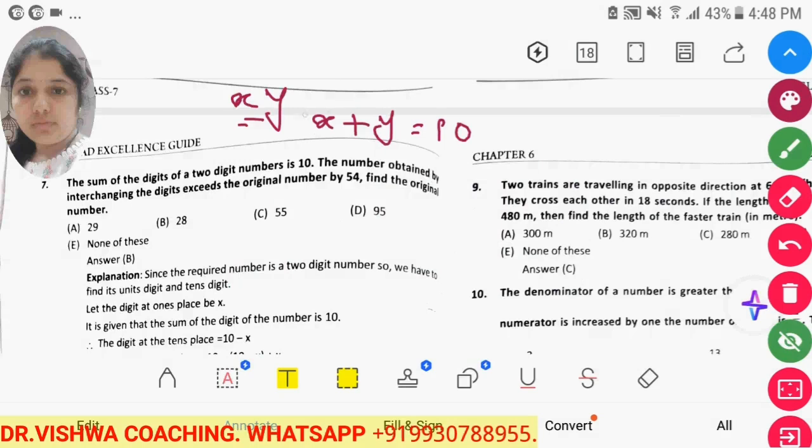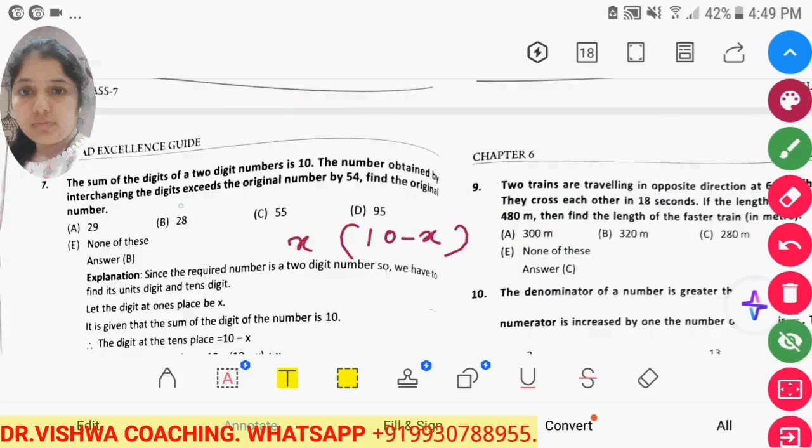Now say x is one digit, then y is equal to 10 minus x. So one digit is x, and the other digit is 10 minus x. Now the sum of these two means x plus 10 minus x. So we got two digits, one is x, one is 10 minus x.